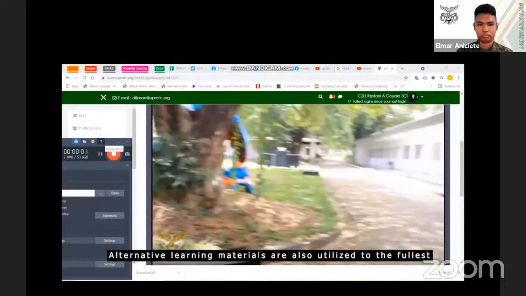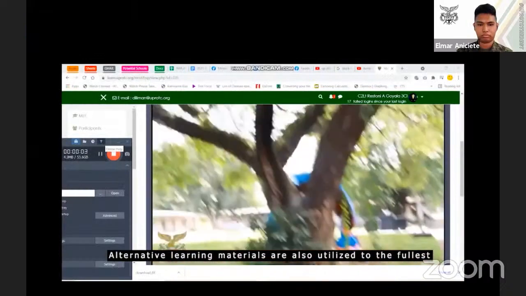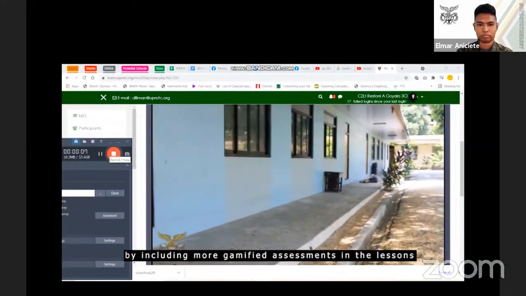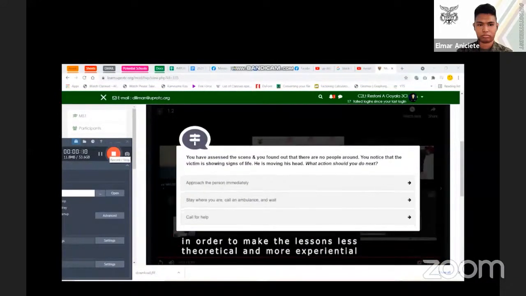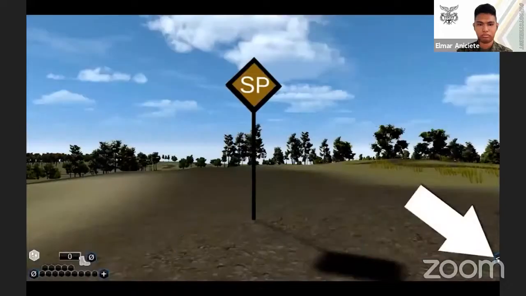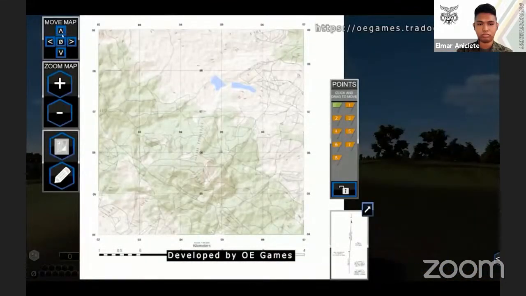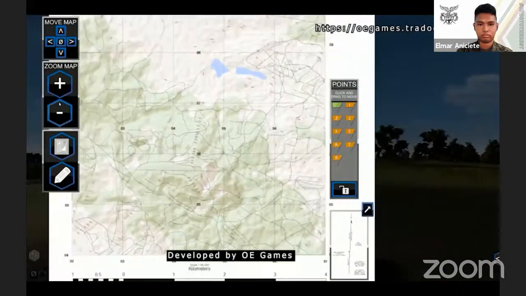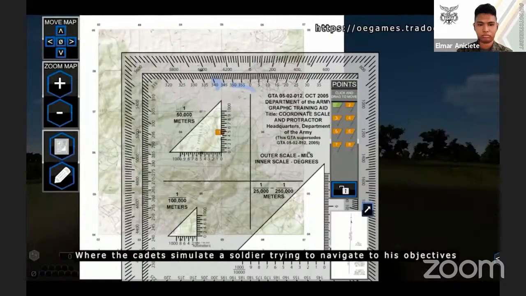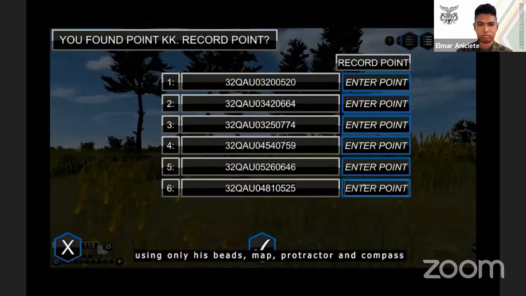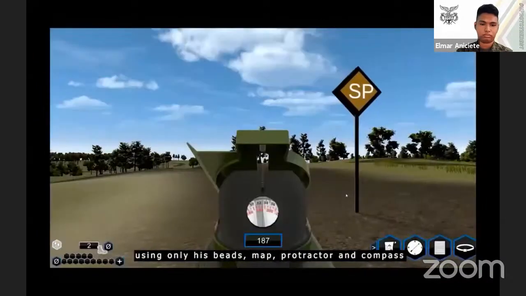Alternative learning materials are also utilized to the fullest by including more gamified assessments in the lessons in order to make the lessons less theoretical and more experiential. Such examples include the use of the land navigation application developed by OE Games, where cadets simulate a soldier trying to navigate to his objectives using only his beads, map, protractor, and compass.